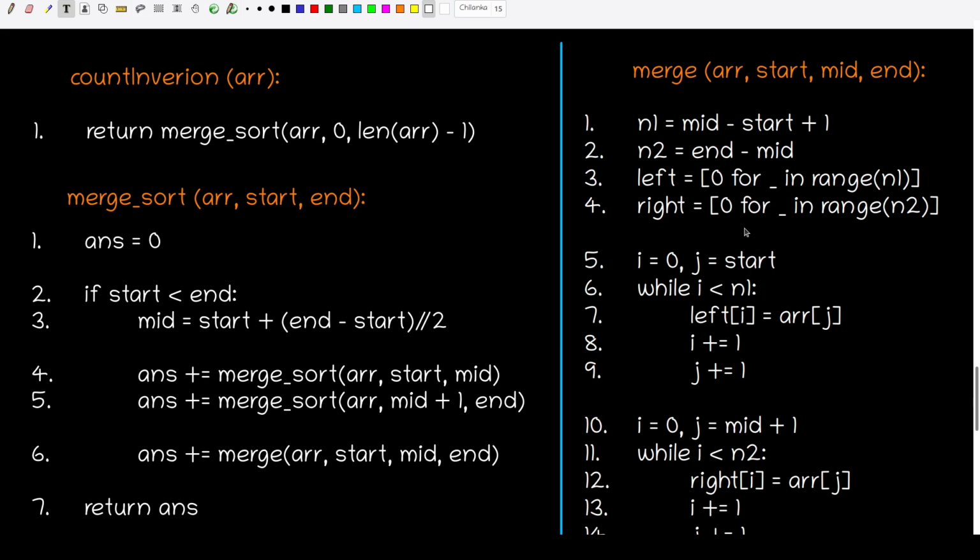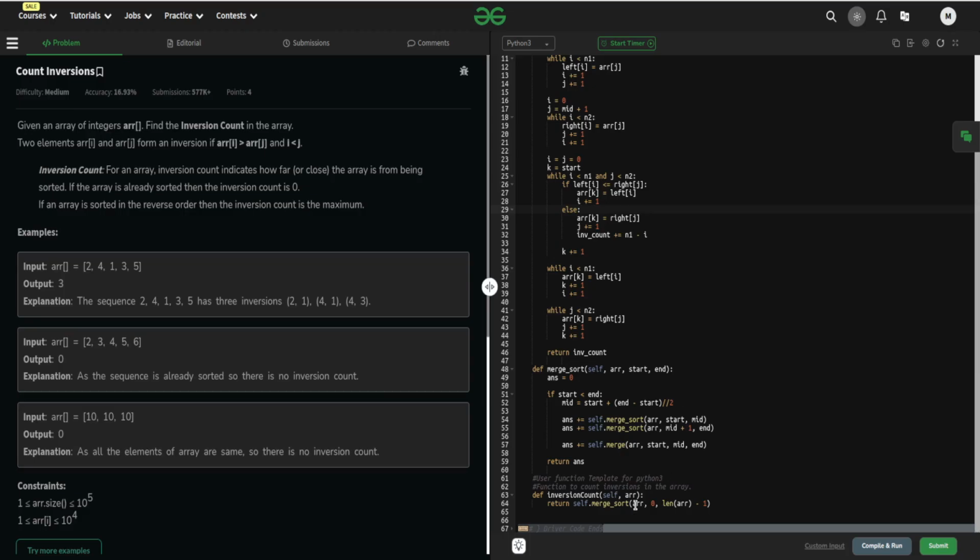Now let us see how we have implemented this in Python and C++. So first, let us look at the Python implementation. Inversion count, this is the main function which we want to implement. We just return self.merge_sort. And in the merge sort function, as you can see, starting and ending index is given to us. We are first dividing the array into two parts, and we are sorting the first part of the array and then the second part, and then we are performing the merge operation. And towards the end, we are returning our answer.